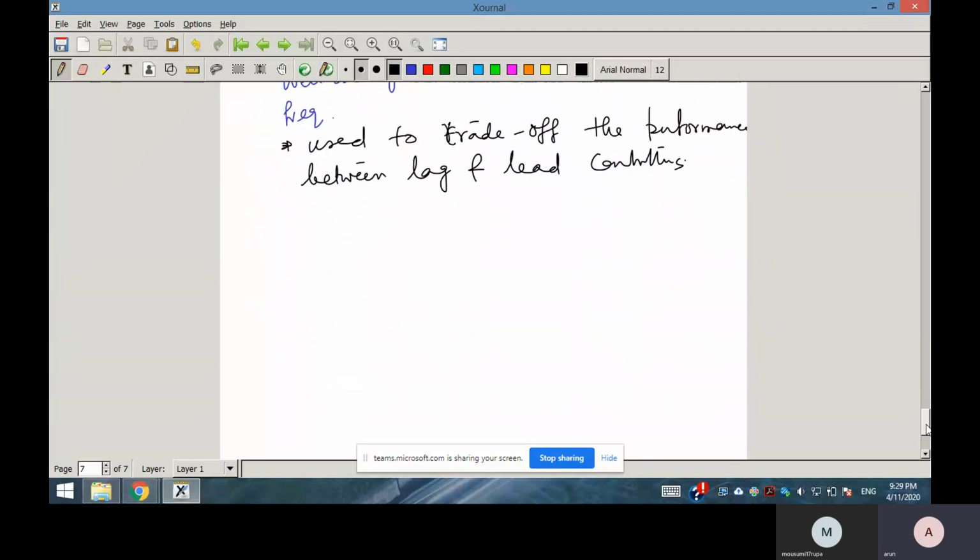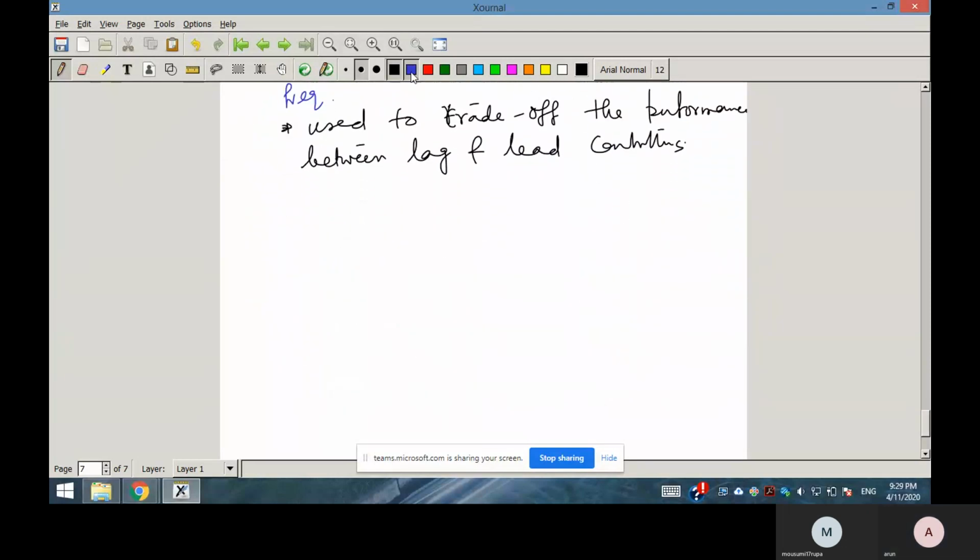So now what is the transfer function of the lag-lead controller? H(s) has two parts, one lag part and one lead part. Whether the lag part comes first or the lead part comes first, that we'll see. Suppose the lead part is first. Whether I write the lag part first or the lead part first does not matter, but the magnitudes of the parameter values matter.